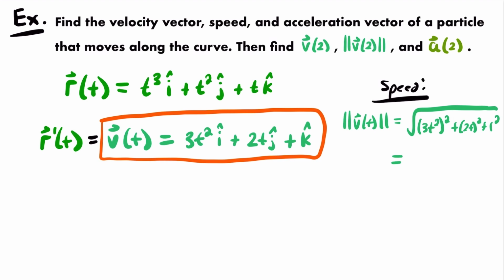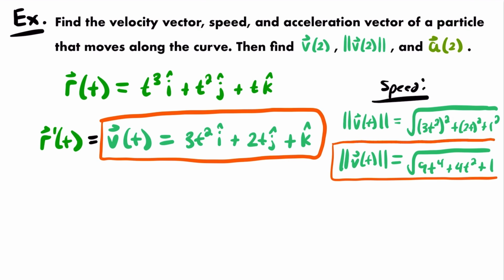All right, and then simplifying, we'll have the square root of 9t to the power 4, because 3 squared is 9, and t squared squared is t to the power 4. And then squaring 2t, we get 4t squared, and then 1 squared is 1. Now, we can't really simplify this any further. I don't believe that this can be factored in any way, but even if you could, it's totally fine to leave it in this form. All right, that would be the speed or the magnitude of the velocity vector. Okay, so that takes care of the speed. We now found that. Let's move on to finding the acceleration vector.